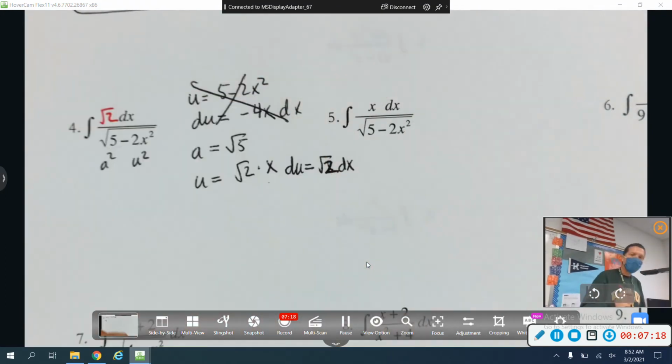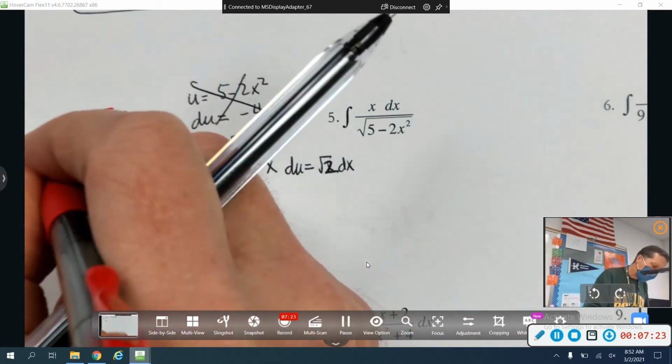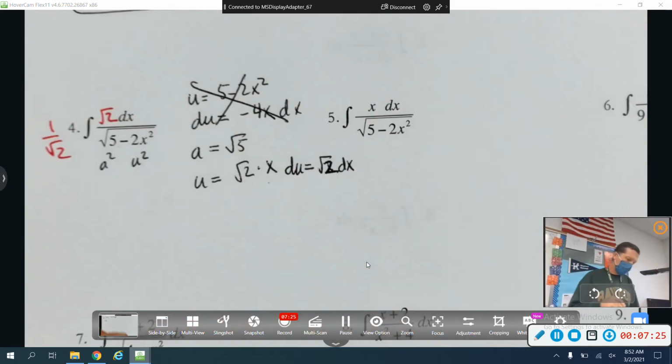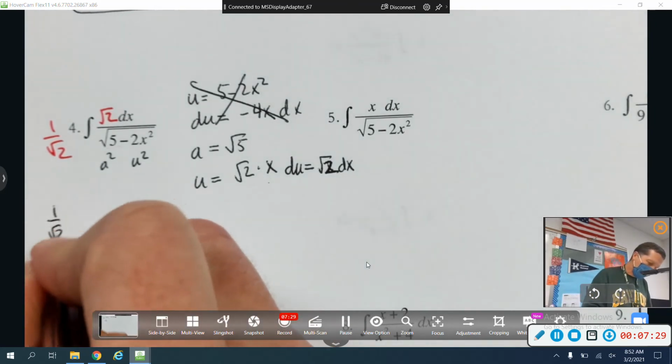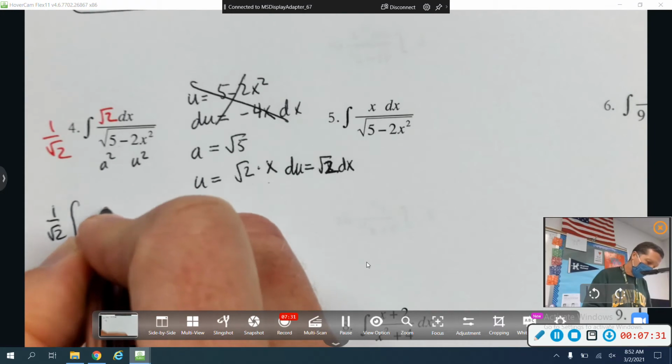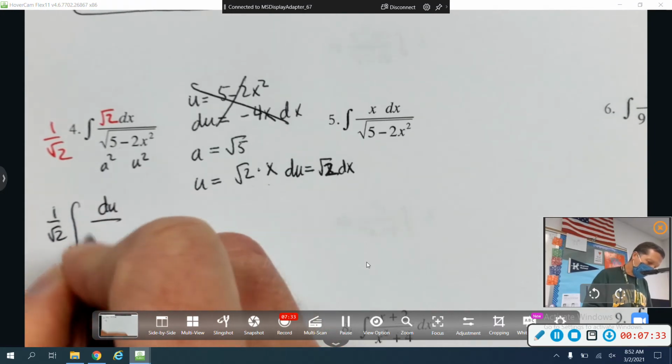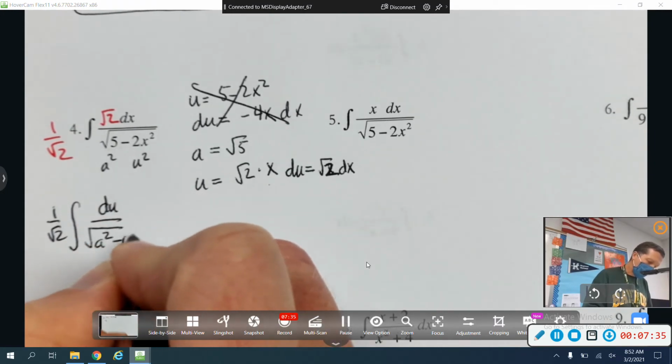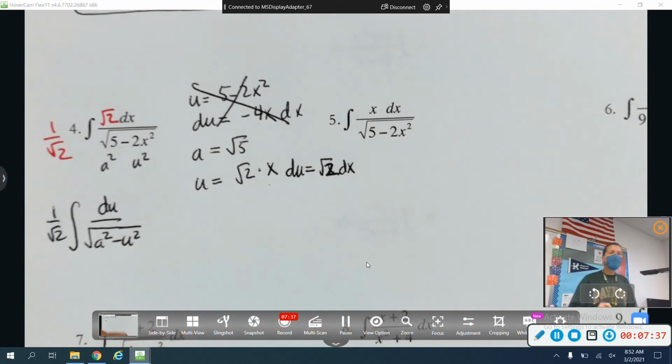The square root of 2 up there. Then the top would be du. And that means I need a 1 over square root of 2 out front. So 1 over square root of 2, antiderivative of du over the square root of a squared minus u squared. Now it looks exactly like I want it to look for an inverse sine problem.